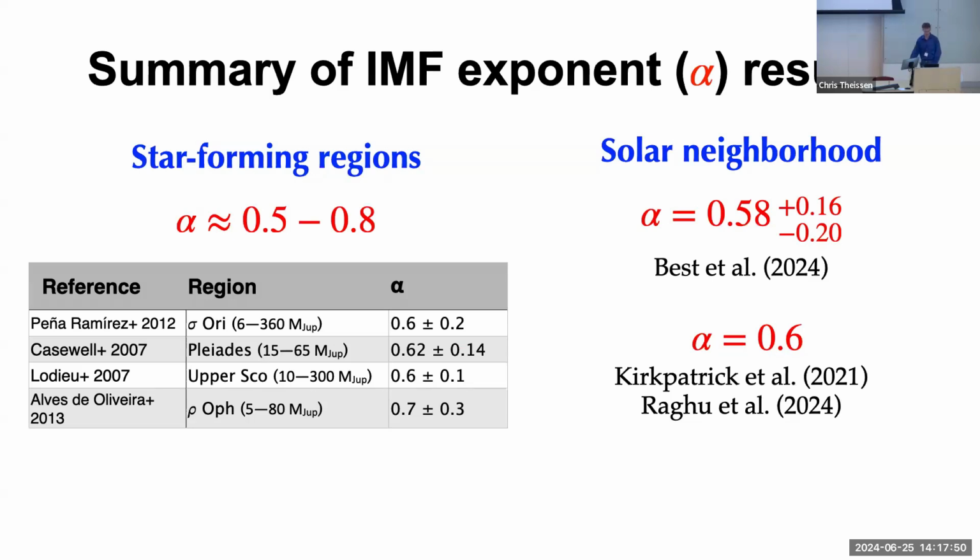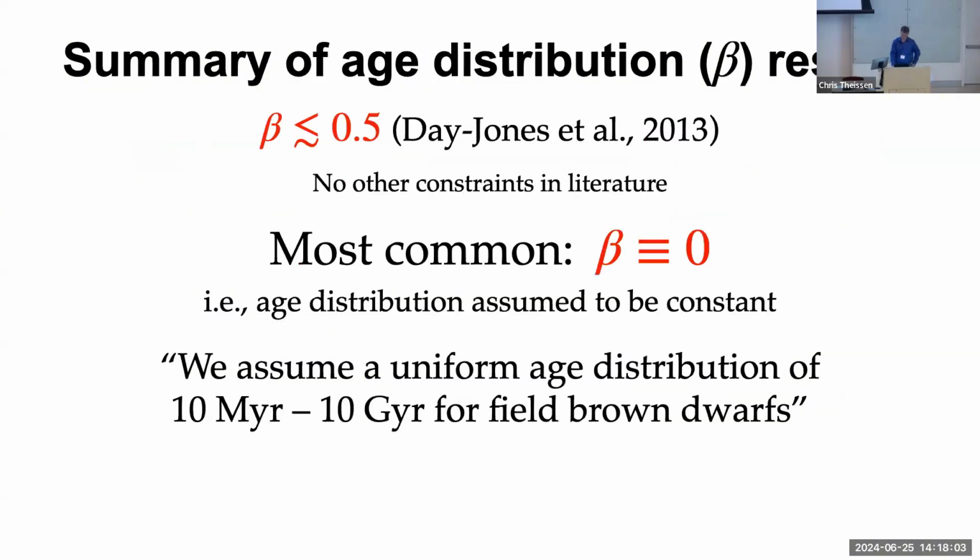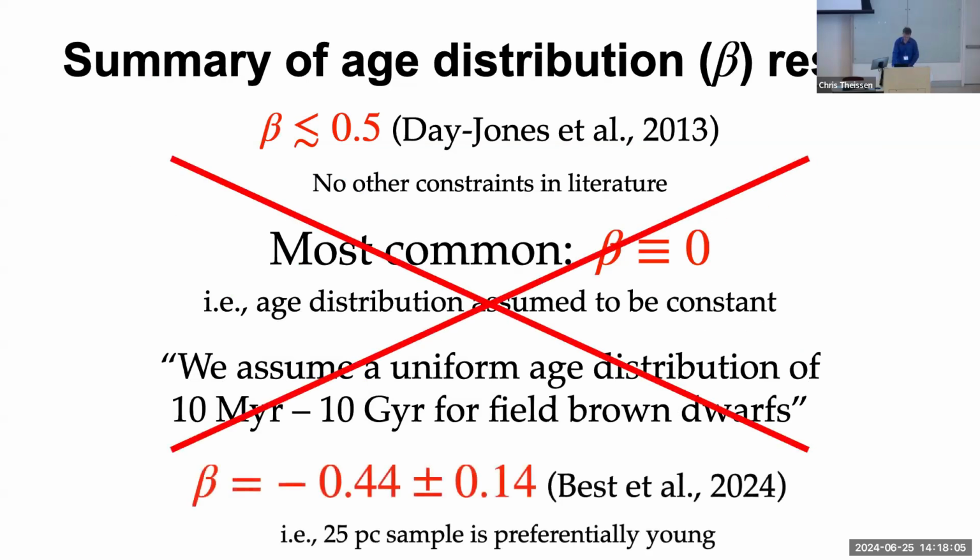That's what Kirkpatrick et al. have also found. So there's still some work to do, some differences in method, but we seem to be converging on the same thing. We finally have the samples that allow us to do this. This is great. And for age distribution, my group has found that it actually leans strongly toward the young. Beta is negative. That assumption of a uniform age distribution isn't correct.